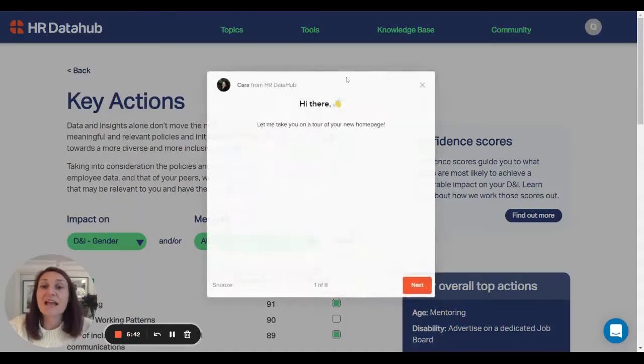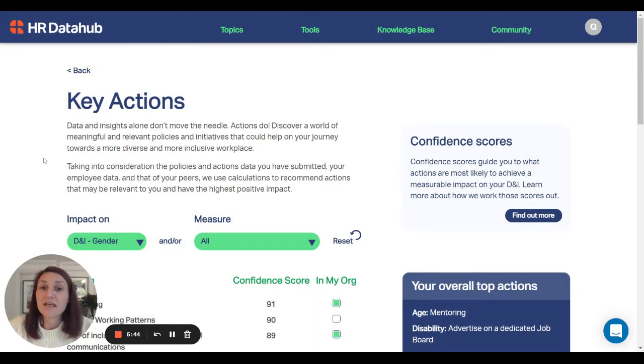In key actions, I can see the difference between the actions that are recommended out of best practice and other organizations that are overperforming compared to me, versus the actions that I already have in place. And HR Data Hub will know that because as part of the data submission for Quablo Energy, we will have completed a policies and actions survey that tells us all the different initiatives and policies that Quablo has in place.